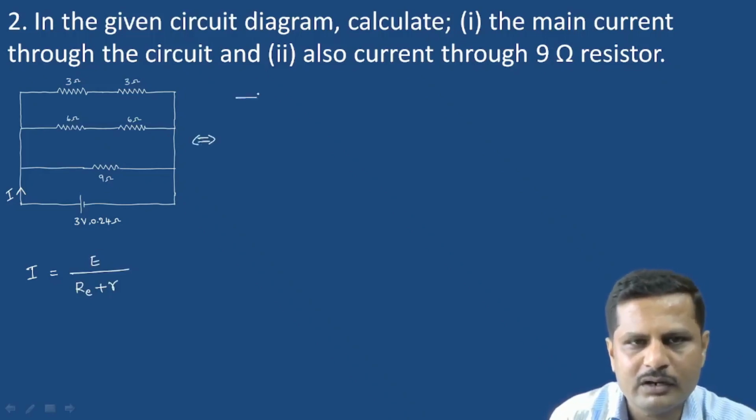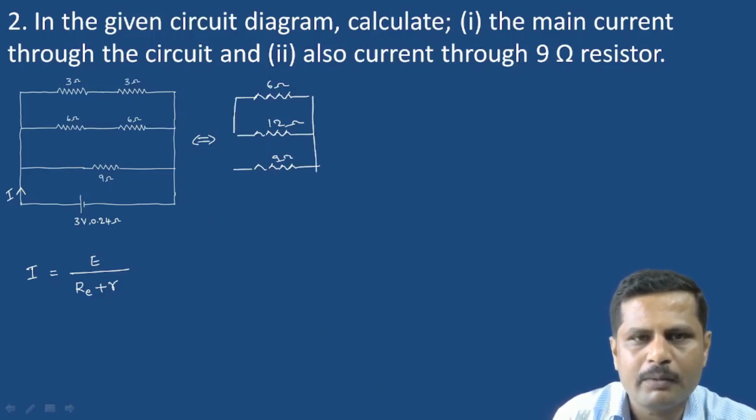So now here these two are connected in series, so we can write them as 6 ohm, that is 3 plus 3. Whenever they are connected in series, we should add them, no? So we could write 6 ohm, and here this becomes 12 ohm, and here we have one more resistance, that is the 9 ohm resistance. These three are connected in parallel across the combination of 3 volt and 0.24 ohm, isn't it?